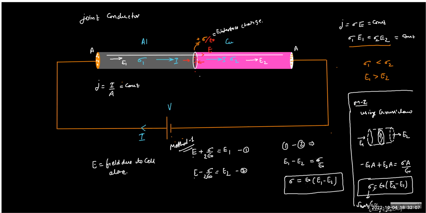You can easily guess if sigma will be positive or negative. It depends on the E2 and E1 values. If E2 is more than E1, sigma is positive. If E2 is less than E1, it is negative. So this is pretty easy. You're not supposed to guess the answer. You just write the formula and check what is given in the question. This condition is very important. Whenever we have multiple conductors with different conductivity, even though you keep the cross-sectional area the same, the field will change to maintain the J value.